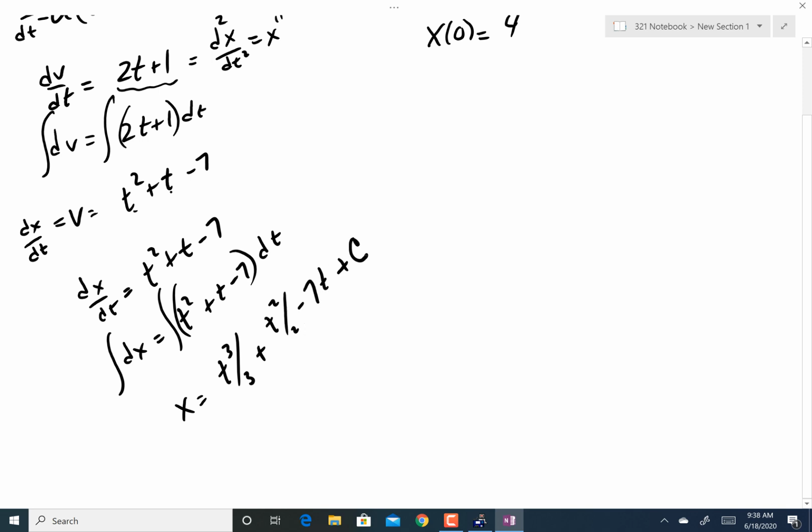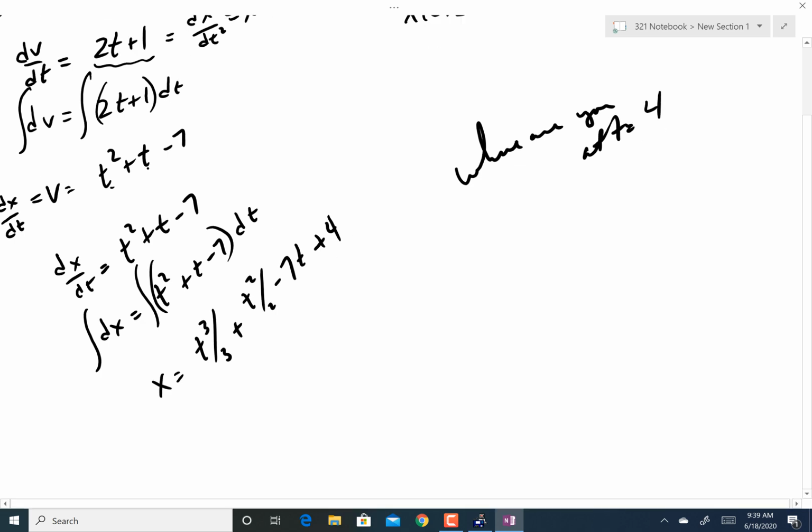Okay. When you plug zeros in for your t's, you will find that x equals, or 4 equals c. Yay. And there we have it. And then at some point they may ask you, well, where are you? So I could ask this question, where are you at t equals 4? I don't know. Let's find out.